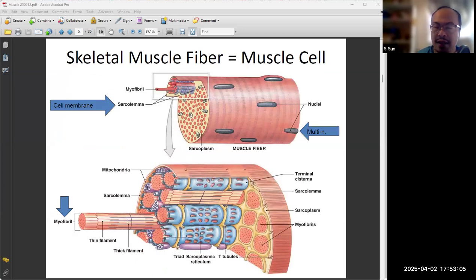So let's look into the microscopic structure of the muscle cell. When we just tear it apart and look at a single muscle fiber, we can realize that this muscle fiber is a muscle cell. Even though it has multiple nuclei, it has everything that a cell has. So a cell has a cell membrane. So you also have a cell membrane here.